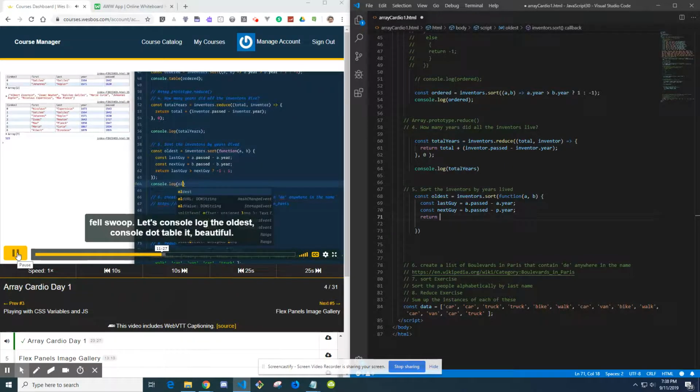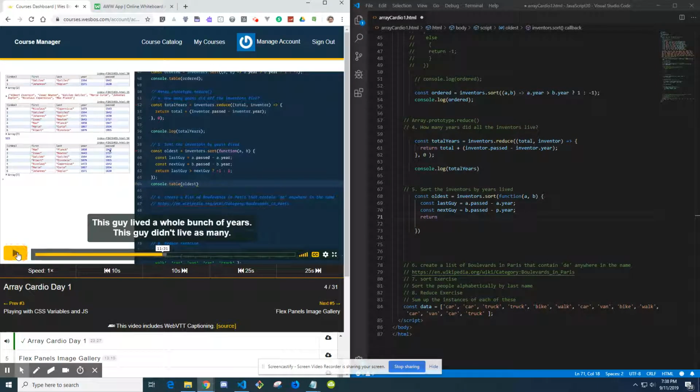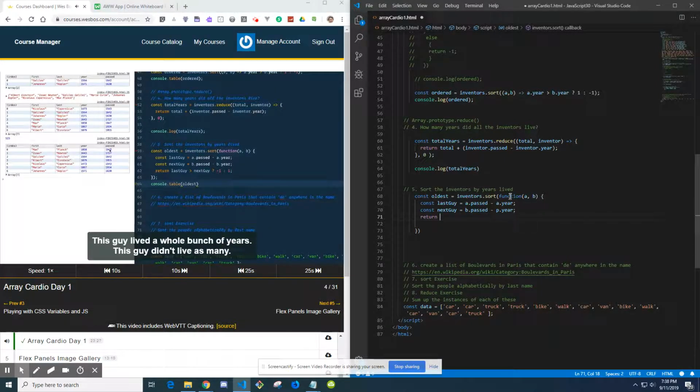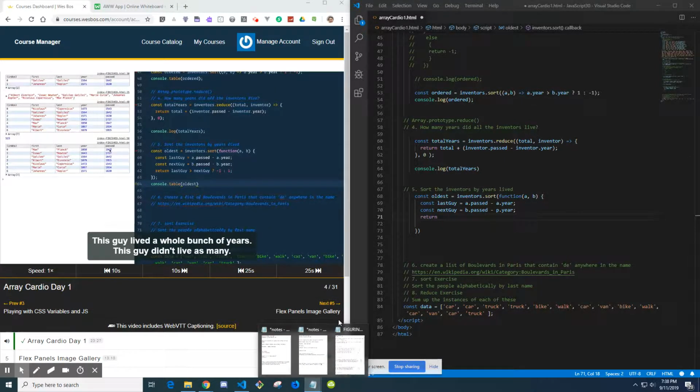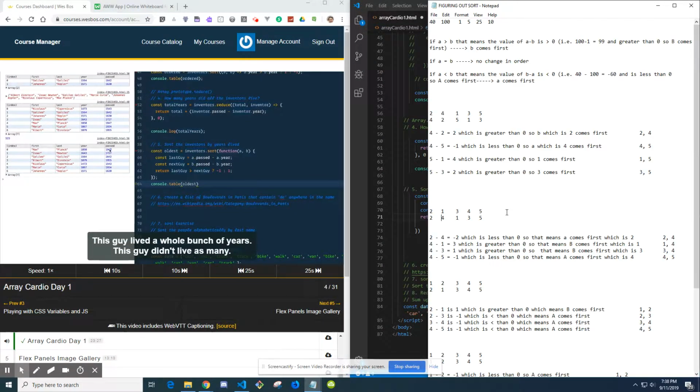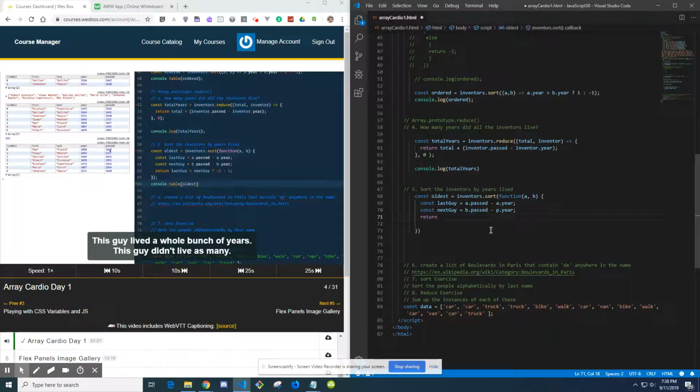Let's console log the oldest. Console table it. Beautiful. This guy. Okay, so that's very similar to what we did earlier when I was just tickled to death that I figured out how to do the math on that. We were comparing A to B, and we just keep iterating until we get to the end.